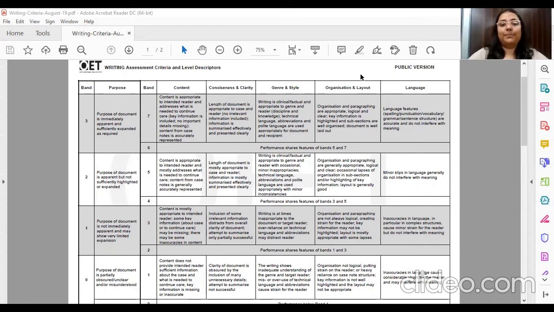Organization and layout checks if the order in which the information has been provided facilitates the reader's understanding or not. And finally, the criterion of language is used to check for spelling, grammar, punctuation.